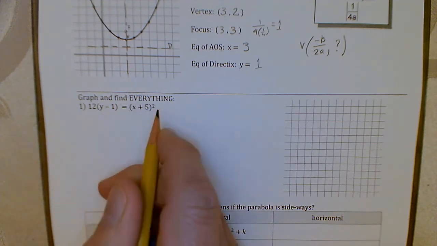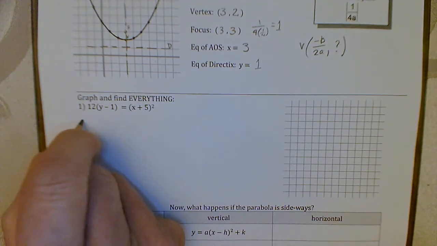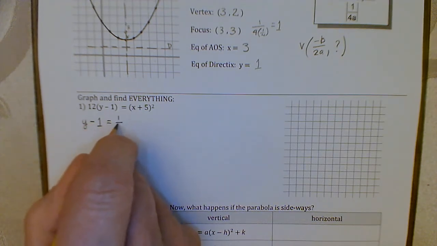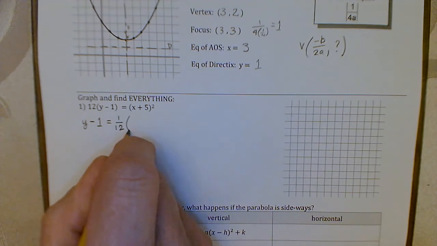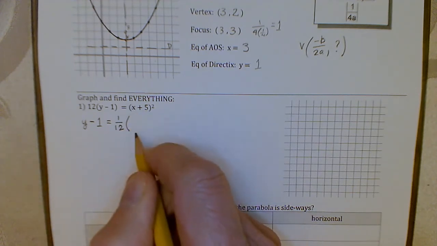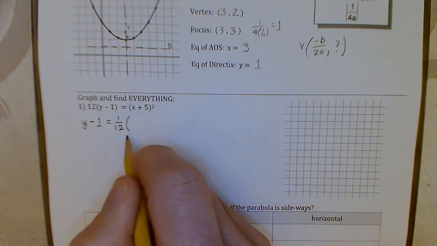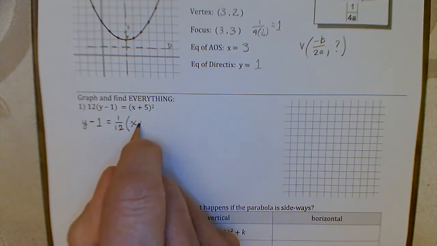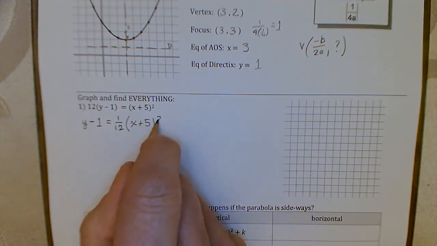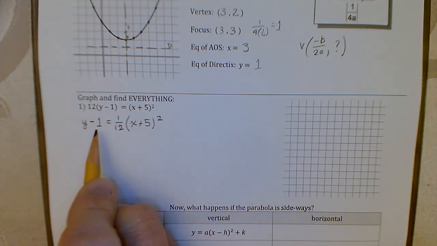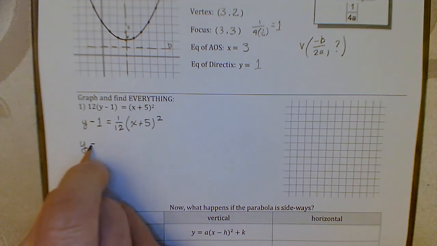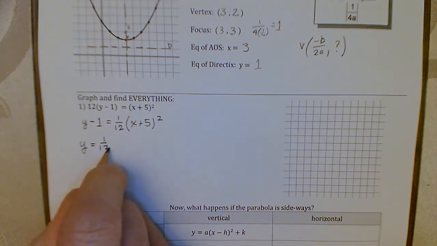So I'm going to multiply both sides by 1/12, instead of dividing by 12, so that gives me y minus 1 equals, and that gives me my a value out in front. And then the last thing I want to do is add 1 to both sides, and you can see now we're in the form that we like, the vertex form.